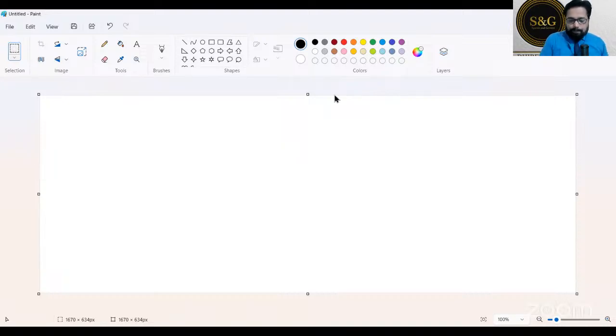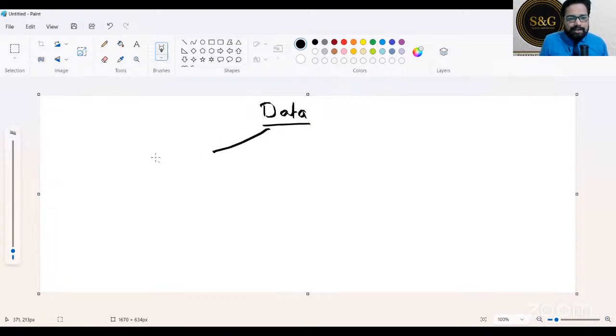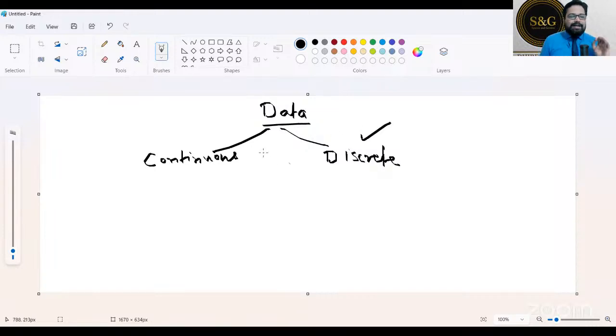Now, there are two types of data. Whenever we collect data, we generally find two types. One is called continuous data, and the other one is called discrete data. On Saturday, we covered the continuous part; if you see that recording, you will get a holistic picture. But what is continuous and what is discrete?